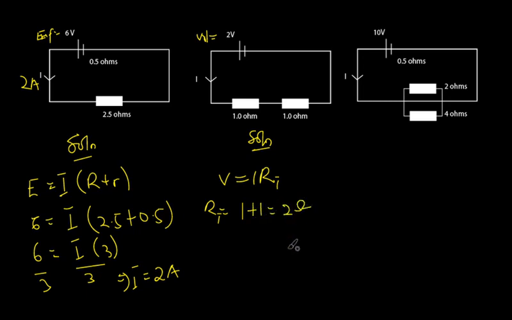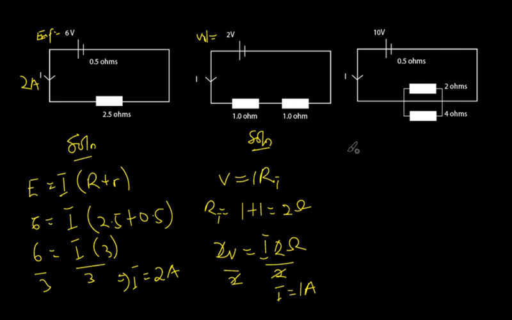Which is equal to 2 ohms. Now from here we know that 2 volts is equal to the current, which we don't know, times 2 ohms, which is the resistance we have over here. So we divide all by 2, this is I, and we get 1. So our current in this example is 1 ampere.